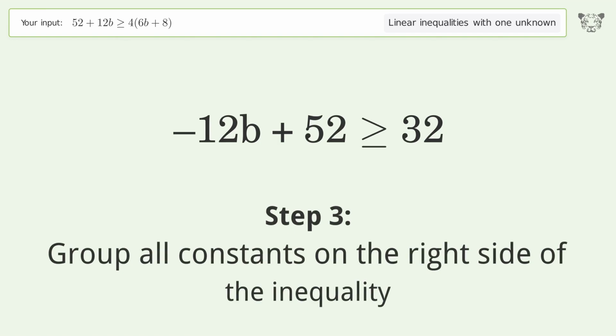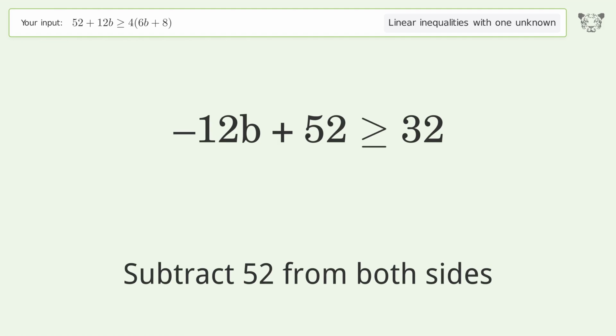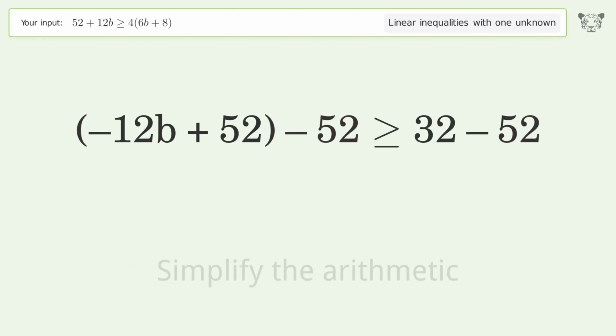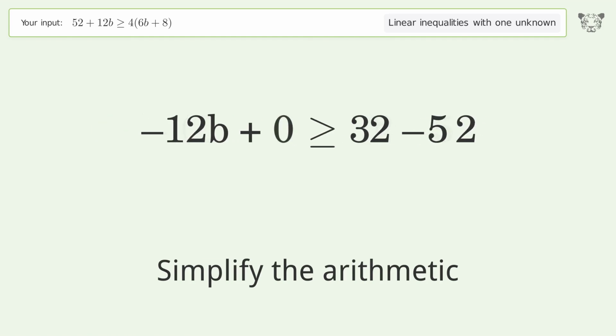Group all constants on the right side of the inequality. Subtract 52 from both sides. Simplify the arithmetic.